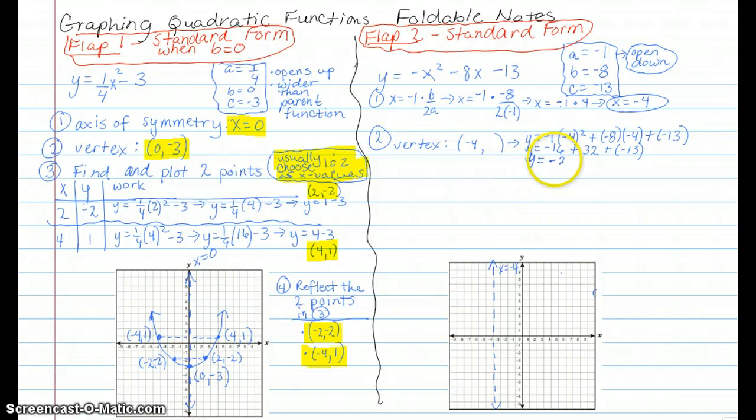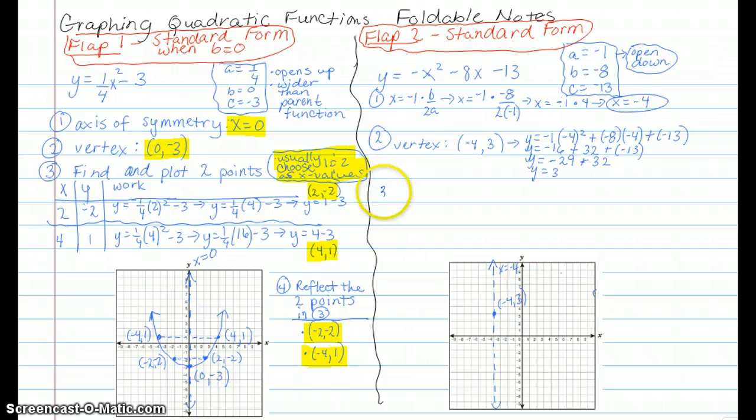Y equals negative 29 plus 32. When it's a negative and a positive being added together, it acts like subtraction. So 32 minus 29 is going to be 3. We have more positives than negatives, so y equals 3. So your vertex is negative 4, 3. We know it's going to open down, so I'm going to label it above it, negative 4, 3.